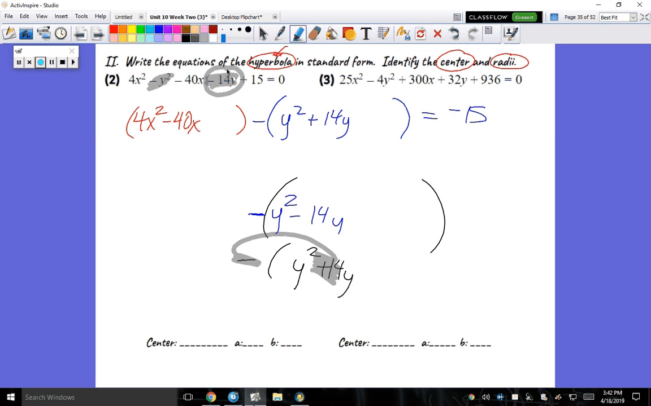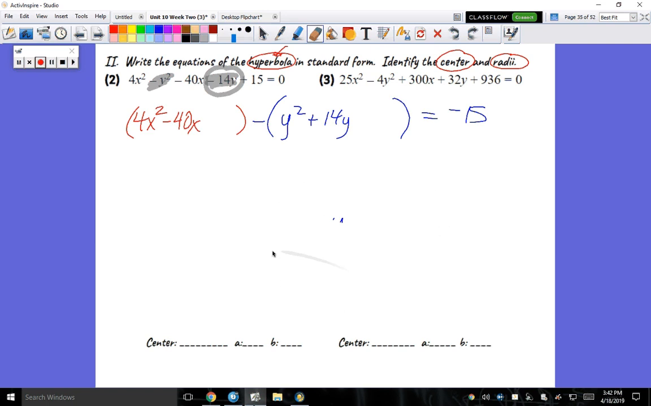That's kind of big right there. Okay? Any questions right now with what I did with that negative? You don't have to do that on the ellipse because it's adding. The signs don't change. That's a huge mistake people make.